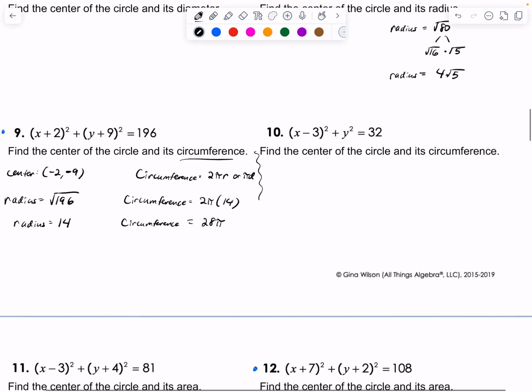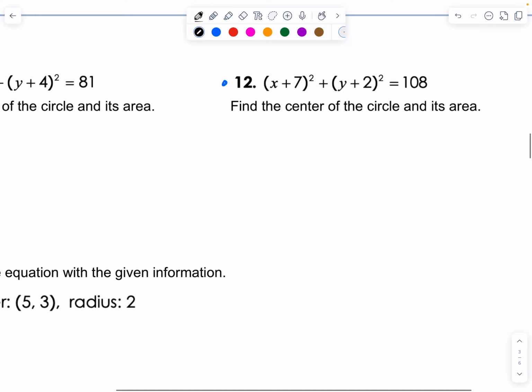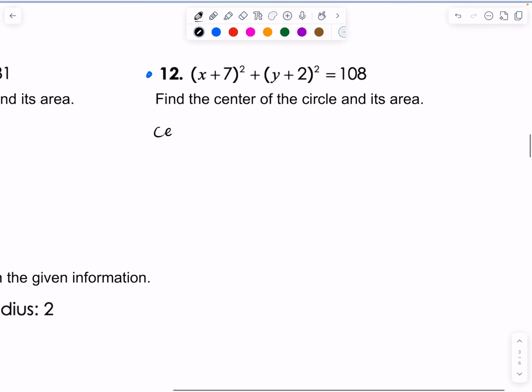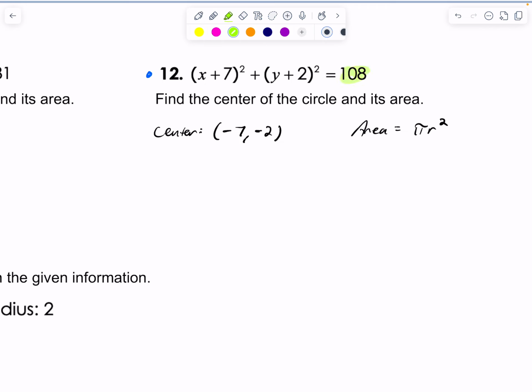All right, I'm going to go to the next page and try number 12, last one in this section. So finding the center, the opposite of that, so -7, comma, -2. It does ask for the area. The area of a circle is pi times the radius squared. Now we actually know the radius squared, right? This right here is the radius squared. So I'm going to say the area is equal to pi times 108. All right, so the area is 108 pi.